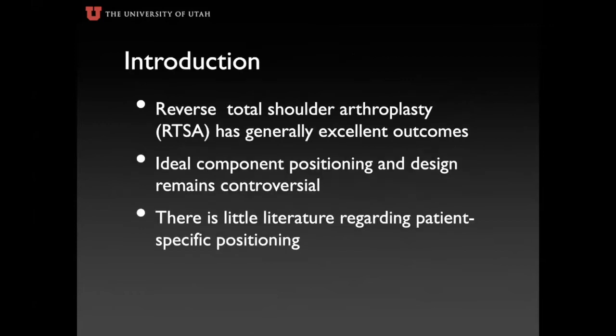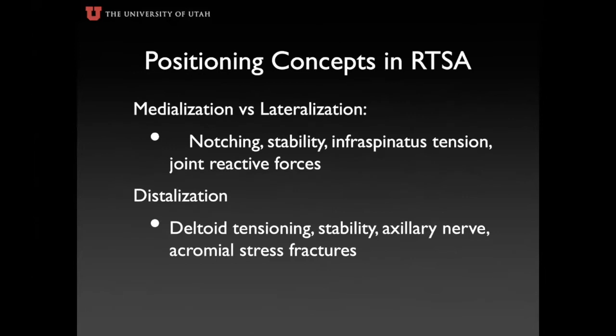So a brief introduction. Reverse total shoulder arthroplasty is a surgery that generally has excellent outcomes. The ideal component positioning and component design remains controversial or elusive, and there's little literature regarding patient-specific positioning of components. Briefly, some concepts in component positioning in reverse. There's essentially this idea that there's no free lunch, and while a more lateralized component may decrease notching and confer increased stability, it's at the expense of increased joint reactive forces and increased deltoid forces. So while you may get improved external rotation, it may be at the expense of forward elevation and abduction.